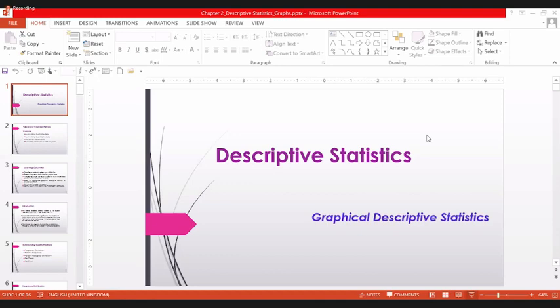Right. Today's session, we are going to introduce descriptive statistics. In descriptive statistics, actually there are two methods we can classify. One is graphical descriptive statistics and the other one is numerical descriptive statistics. So first we are looking at the graphical descriptive statistics.